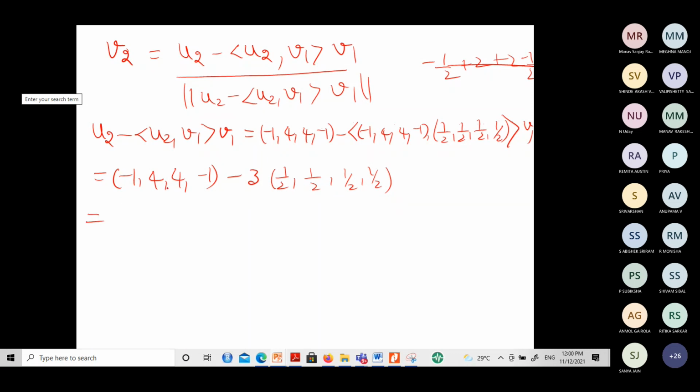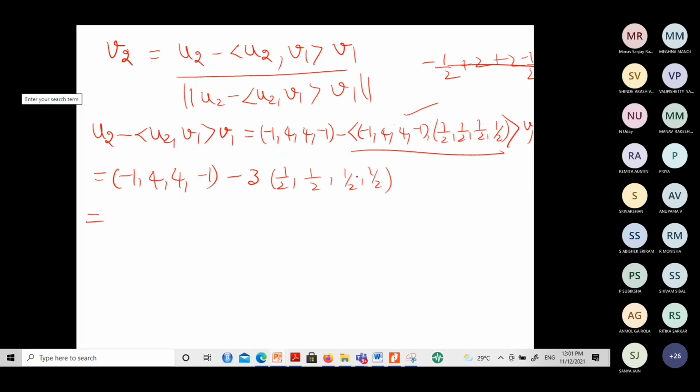Ma'am, I did not get it. Can you re-explain, please? What did you do in this step? I am finding the inner product. How do you find this inner product? Dot product: minus 1 into 1 by 2, plus 4 into 1 by 2, which is 2, plus 4 into 1 by 2, which is 2, minus 1 into 1 by 2, minus 1 by 2. So 2 plus 2 is 4, 4 minus 1 is 3. So this value is 3.